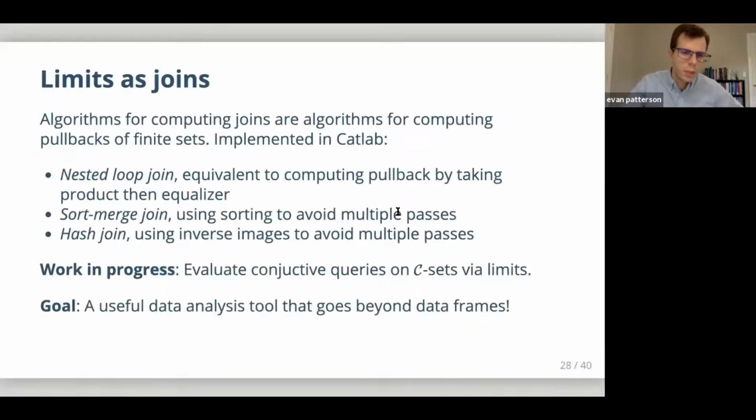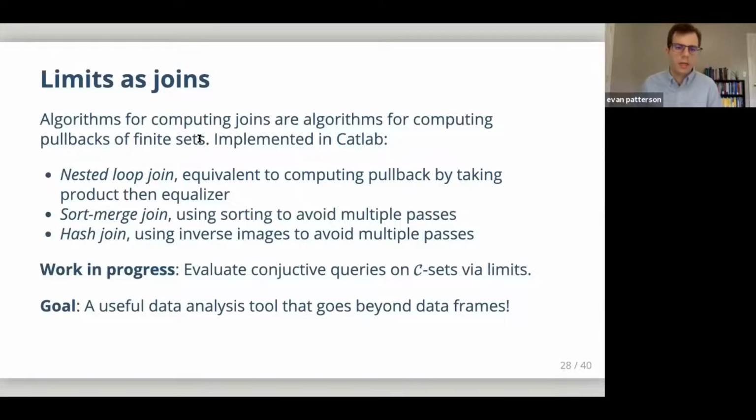So joins are limits, but we can also turn this around and observe that limits are also kind of joins. Specifically, any algorithm that you have for computing a join is an algorithm for computing a pullback of finite sets. And that's great, because in the databases literature, people have spent a whole lot of time figuring out how to do this efficiently, because it's one of the core things that a database has to do.